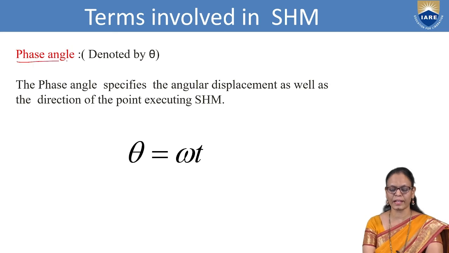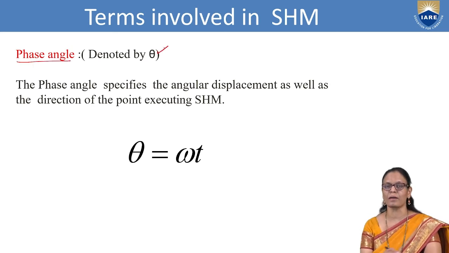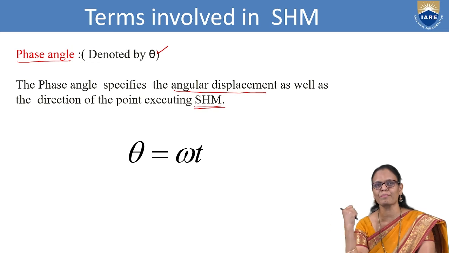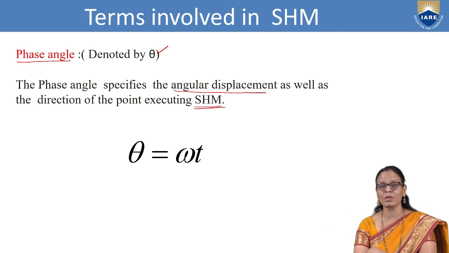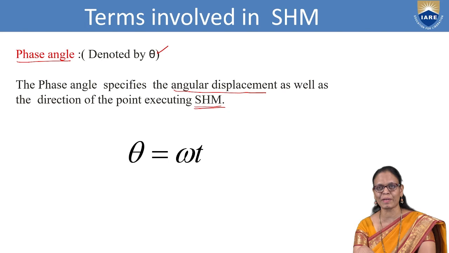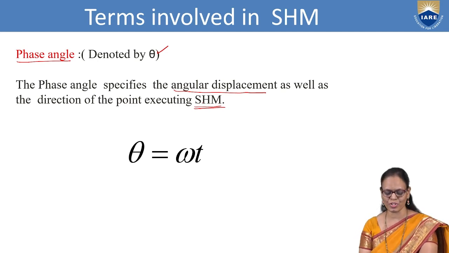Now coming to the phase angle, which is denoted by theta. Phase angle specifies the angular displacement as well as the direction of the point executing the simple harmonic motion. In other words, I'll say it tells about the state of vibration of the particle. So it also specifies the angular displacement and gives the state of vibration, the direction in which it is executing the simple harmonic motion. And it is given by theta is equal to omega t, where omega is the angular frequency and t is the time.